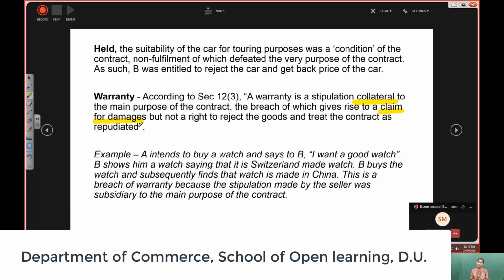So condition is something very essential for the contract because of which you're entering into a contract, whereas warranty is something that is secondary. Collateral means something subsidiary, that is not the main purpose, secondary purpose. So breach of warranty does not mean there is a cancellation of contract. Breach of warranty gives you the right to claim damages.